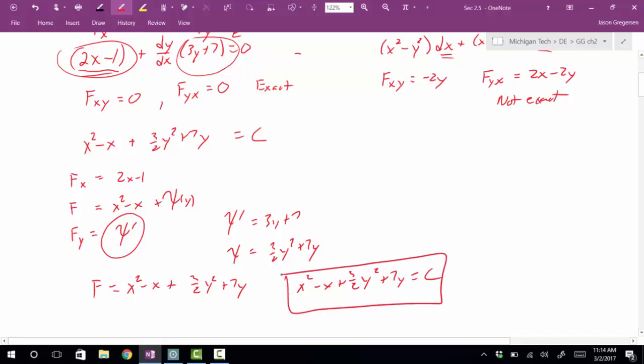Other questions? Yep. And show me after class, and I'll look at it. Because absolutely, if you multiply this by -1, it should still be counted correct.